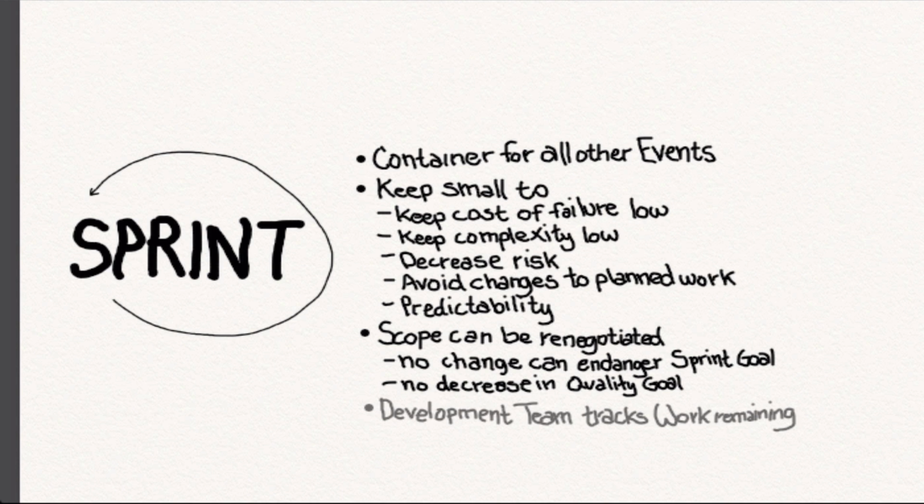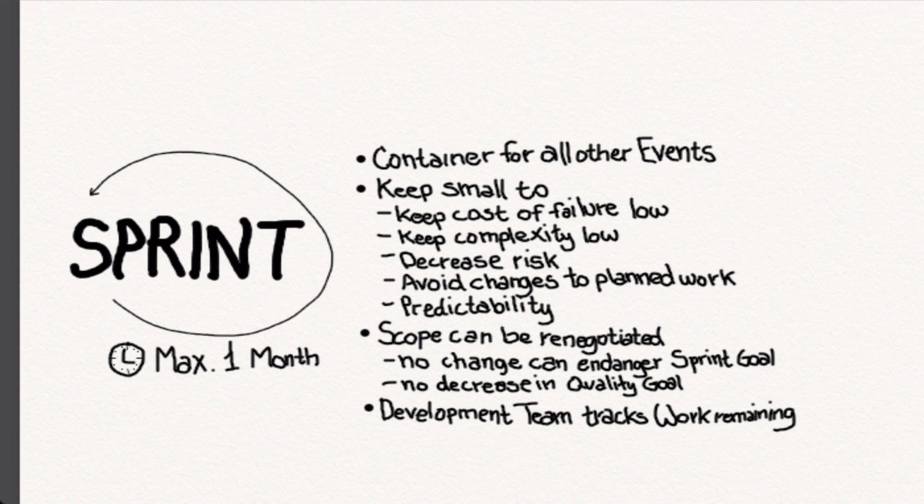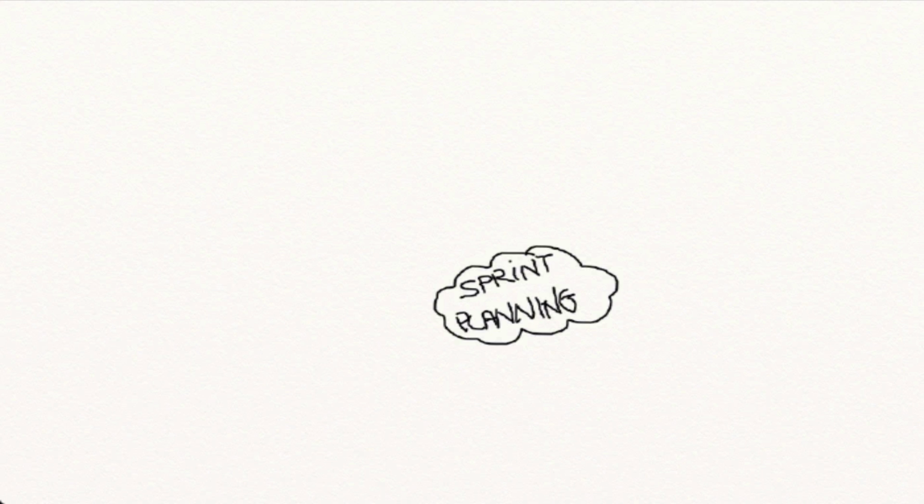Throughout the sprint, the development team is tracking the work remaining in the sprint backlog. The sprint is a time box and has a duration of maximum 1 month. As you probably recall from the overview, there's an event where the planning of what is going to be created during the sprint happens. This event is called a sprint planning.